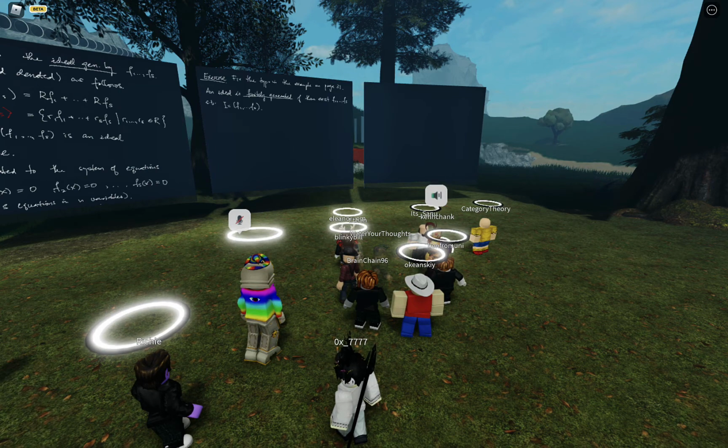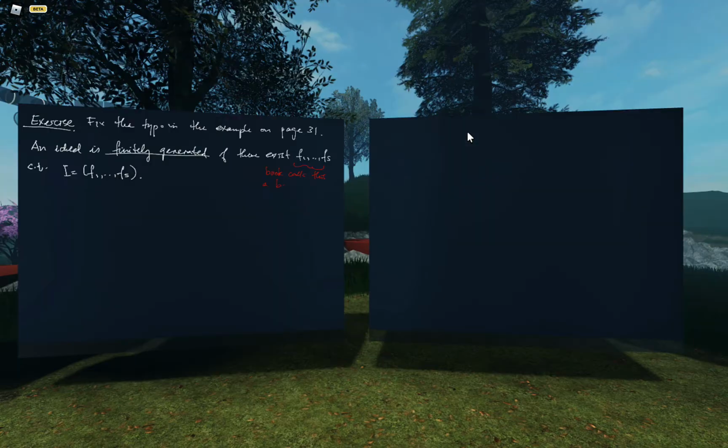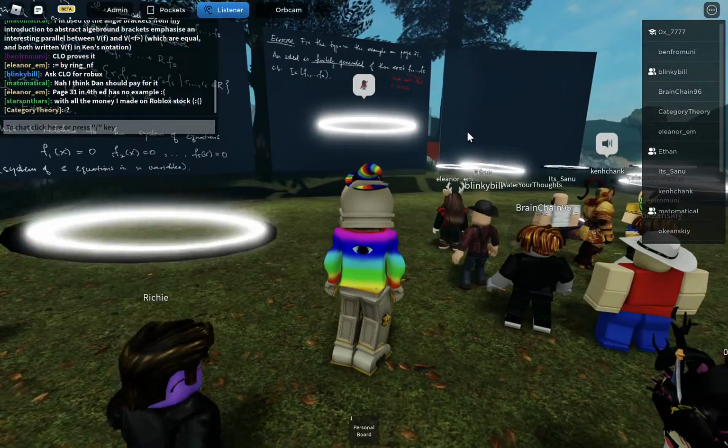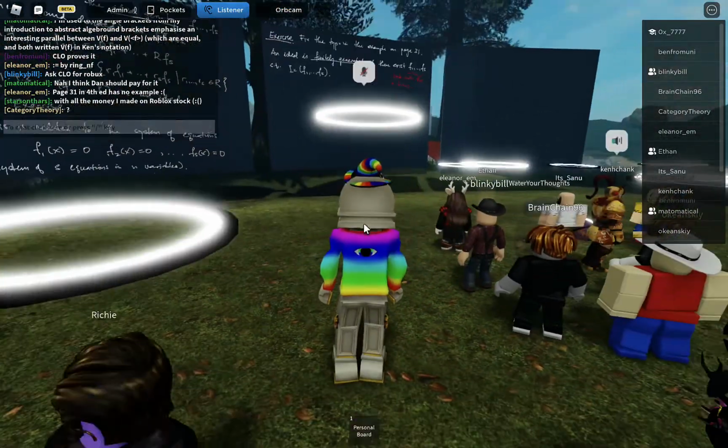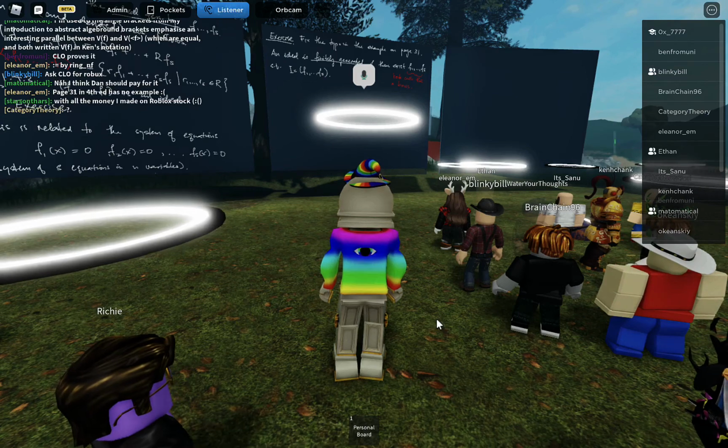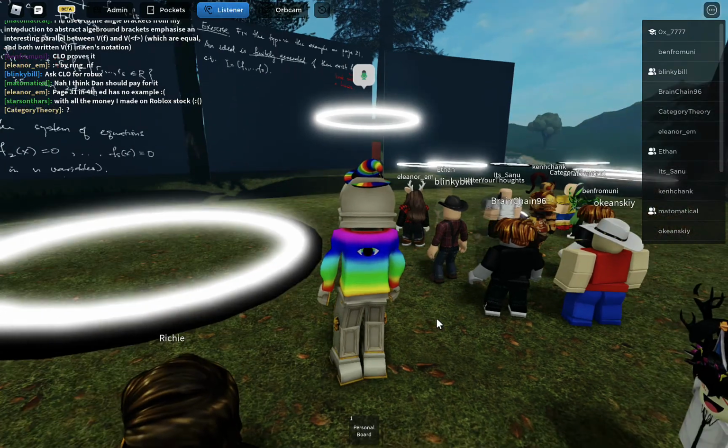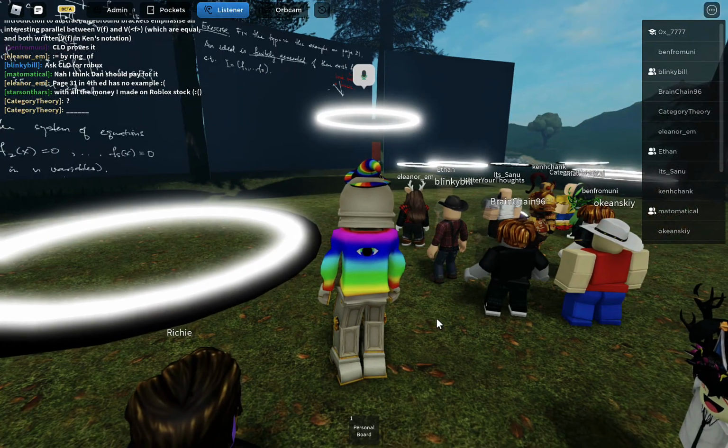So I'll make another note here. The book calls this thing a basis. I typically don't call this a basis. I usually say this is a generating set or a set of generators.